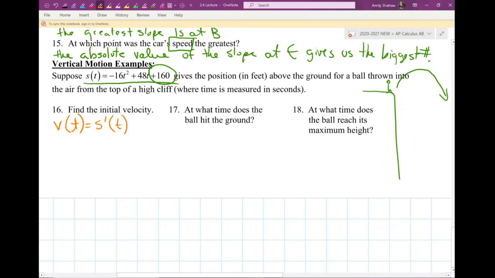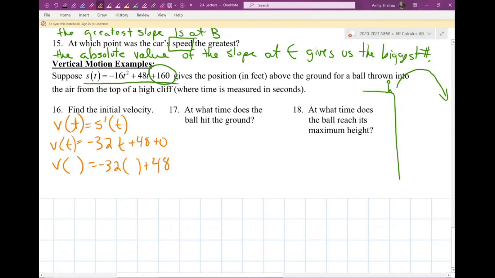Okay, and so I'm going to write down then that v of t is equal to, what's the derivative of negative 16t squared? Well, it is negative 32t, and what's the derivative of 48t? It is going to be a 48, and what's the derivative of 160? It is 0, and it doesn't hurt to write that 0 down just to remind yourself. Now, if I want to know what my initial velocity is, then I'm going to plug in that I want to find out what happens when the time is 0. And so I'm going to plug in, ready, a 0.